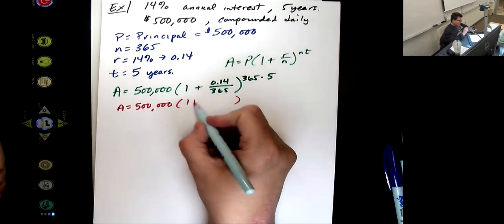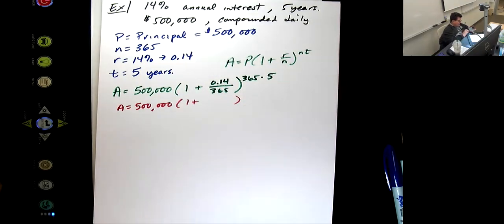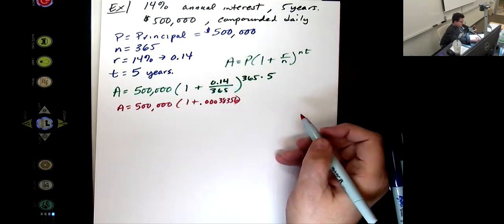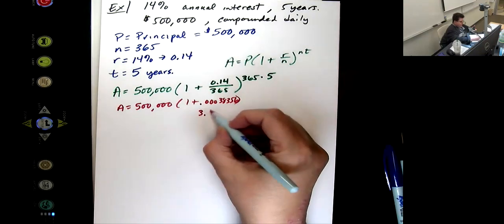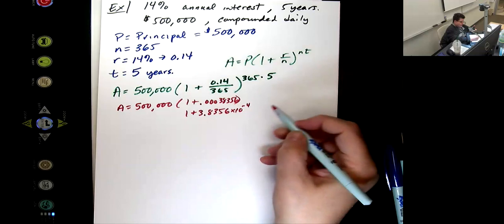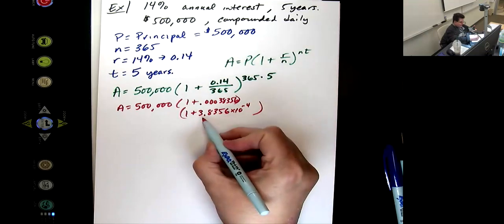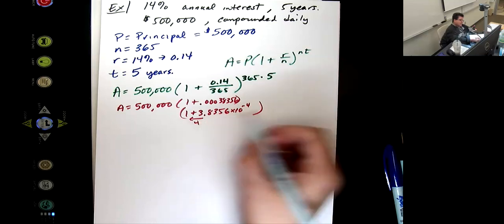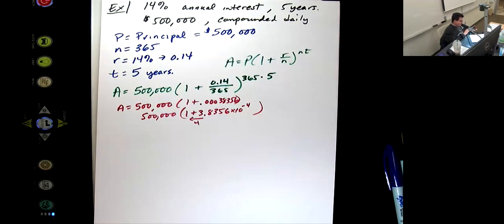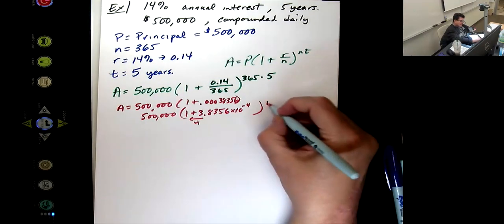1 plus 0.14 divided by 365. That's 0.00038356. It actually gave it to me as 3.8356 times 10 to the negative 4. But that just means shift the decimal left 4 times. And then 365 times 5, I can do that simultaneously. This is 1,825 out here.